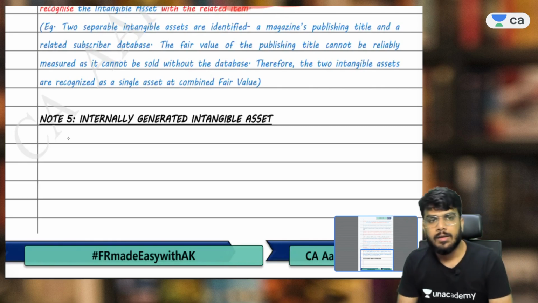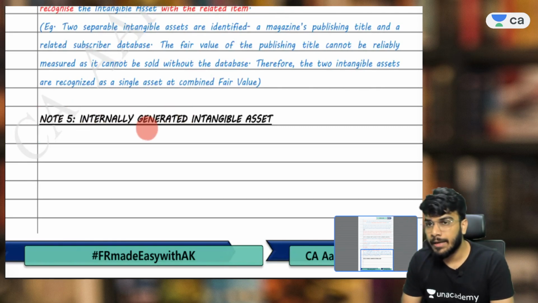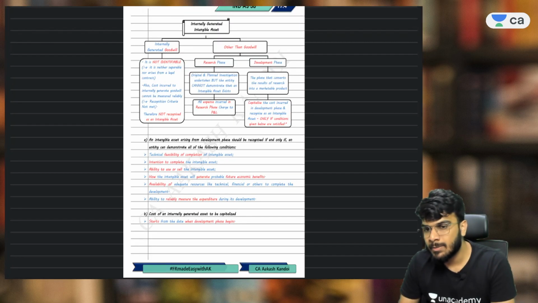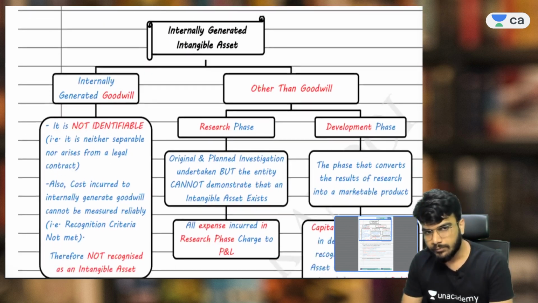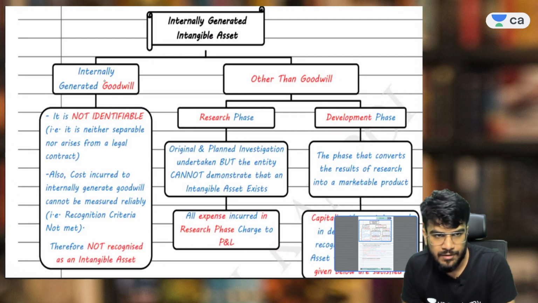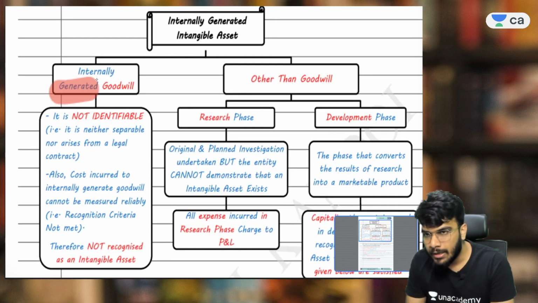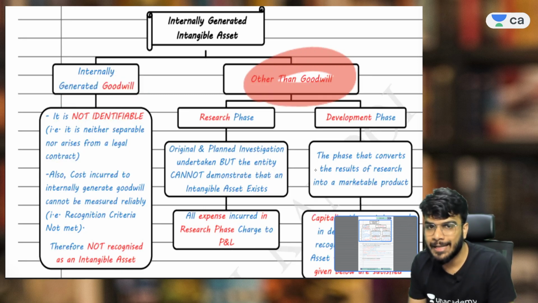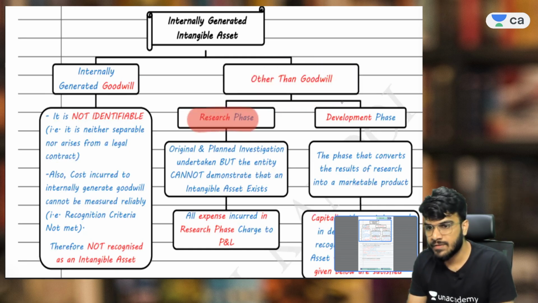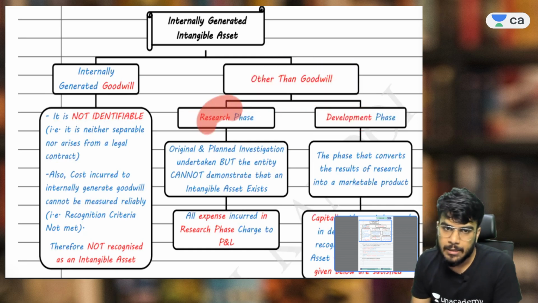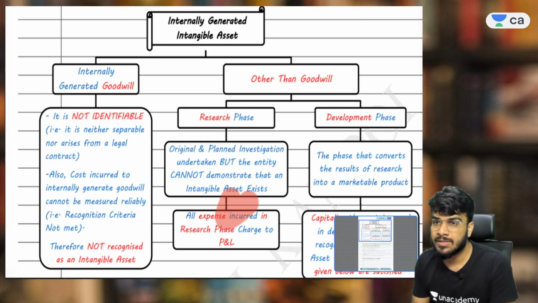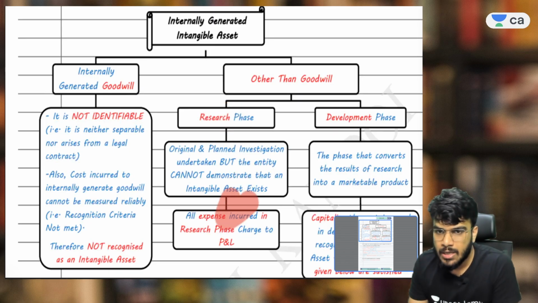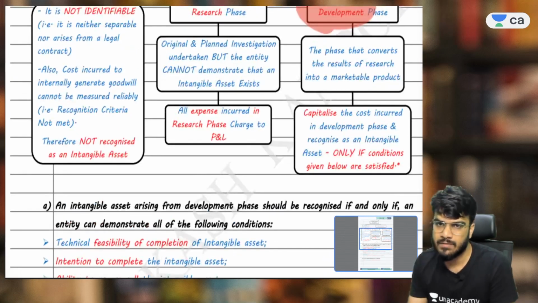Done. Now, fifth point, internally generated intangible asset. What if you generate an intangible asset internally? There are two bifurcations here. First, in case of internally generated goodwill, you will not record it. In case of other intangible assets, you will classify it into two phases. One is the research phase, one is the development phase. The amount incurred in the research phase will be transferred to profit and loss. The amount incurred in the development phase will be capitalized.